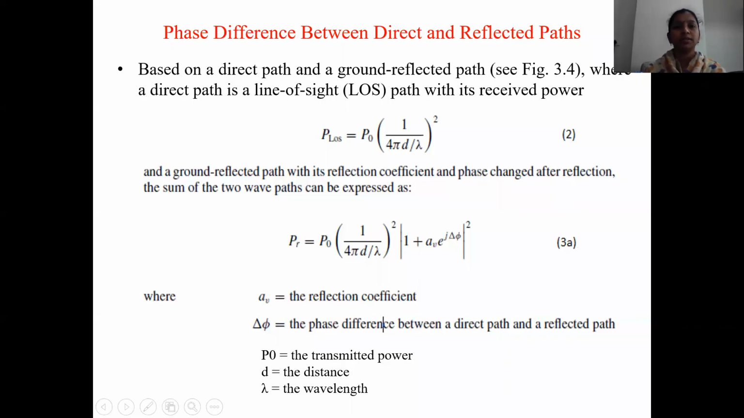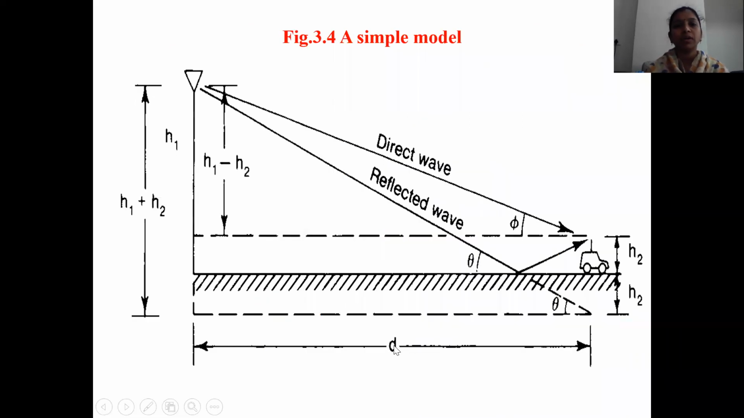So in this lecture, we will discuss what the phase difference is between the direct and reflected path. I will show you in the figure. You can see here, this is a mobile unit, which is at h2, below the ground level h2. Both h1 plus h2 is the total height.